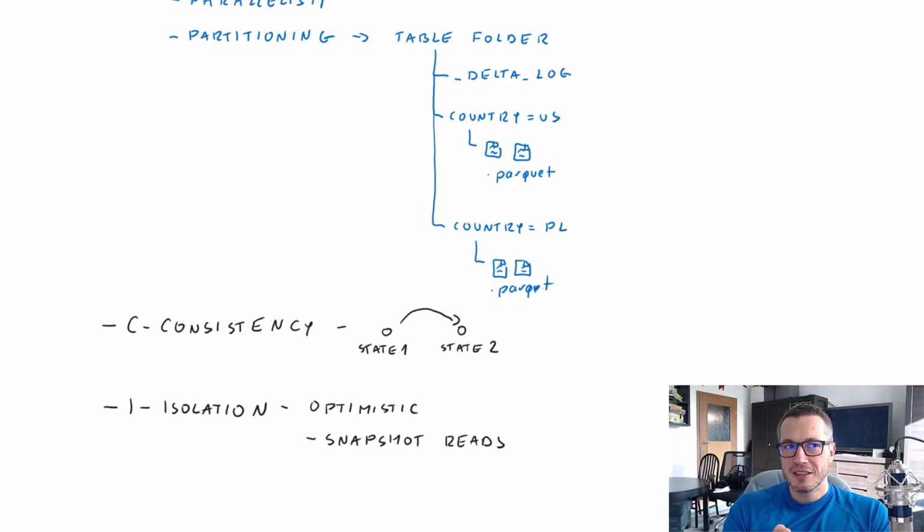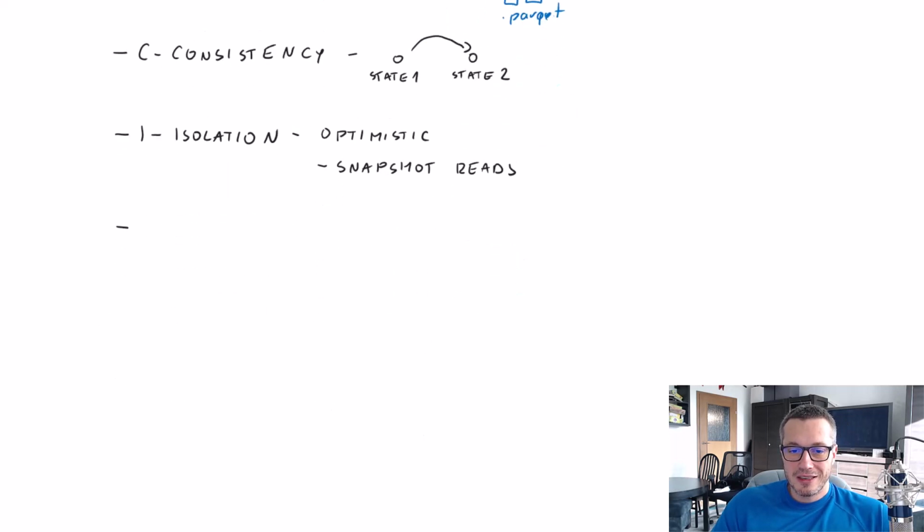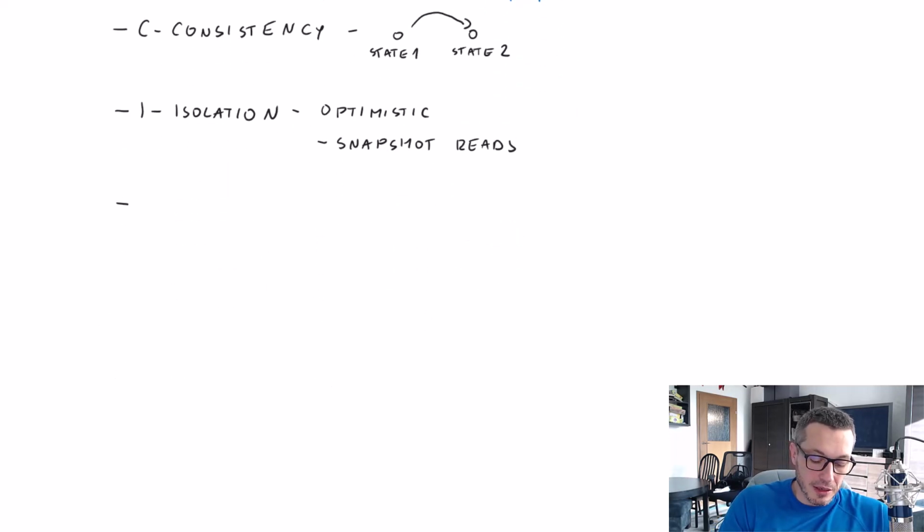But on the other hand, there are some operations that won't conflict at all. For example, if two transactions would like to append new data, add new rows to a table, well, they can be executed at the same time, because they are just adding new rows to our data. So they won't conflict at all. So that was isolation.